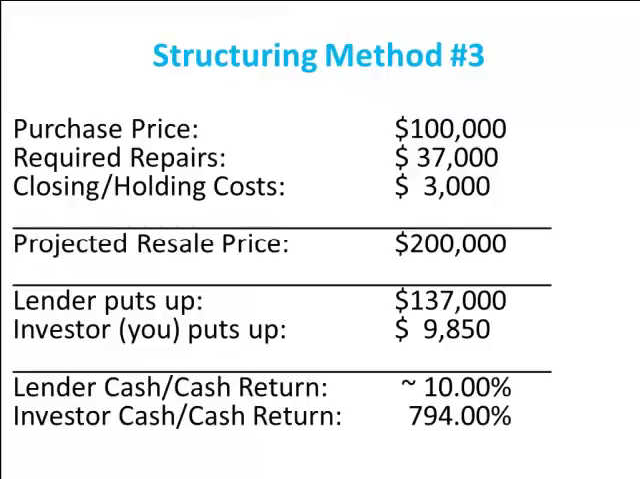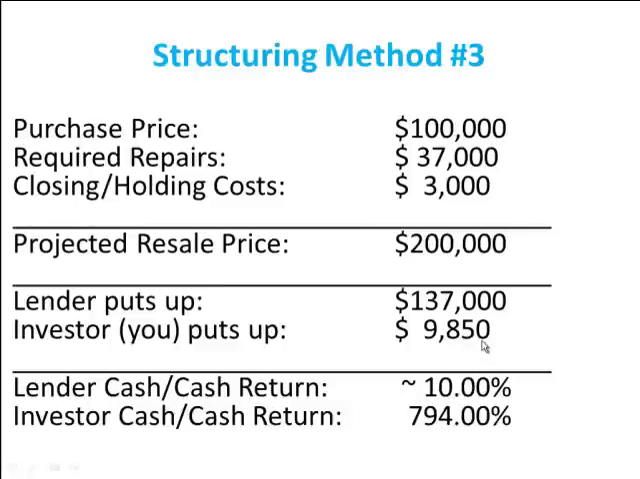All right, so this is how the numbers stack up on structuring method number 3. Same numbers up here. Now your lender puts up 137. You put up slightly under $10,000 in cash to cover your closing, holding costs, and interest payments. Your lender makes a 10% annualized cash on cash return, and you make close to 800% on your money on an annualized basis if you sell a deal at $200,000 because you're putting up so little cash.